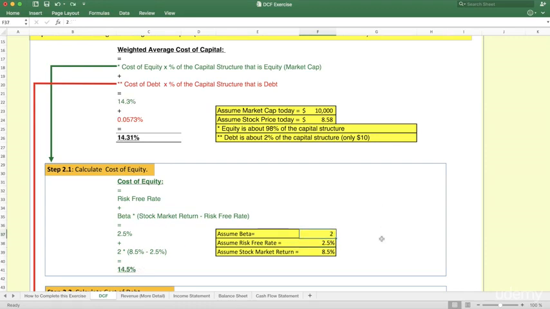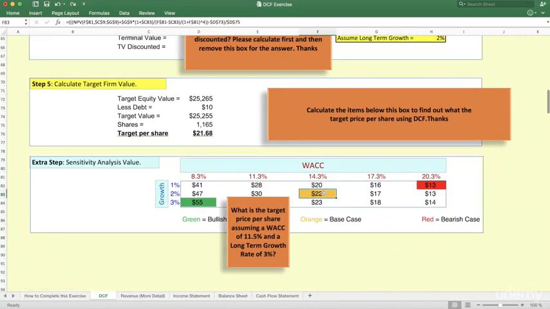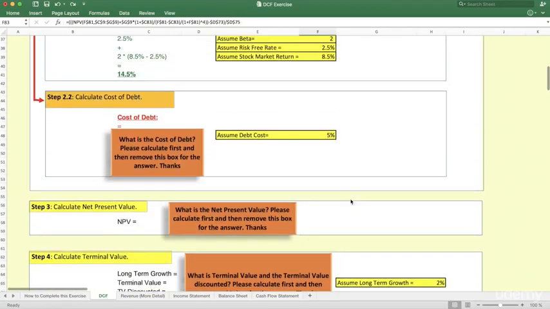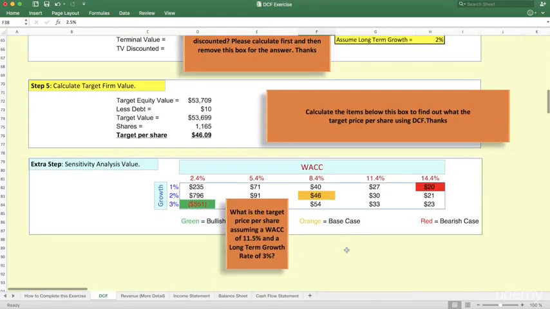So watch this. If our target price, just accept this for now, I'll get here in a second, is $22, right? Watch what happens if I make our beta 1. Okay? If the risk is lower to invest in our company, watch what happens. Our target price goes up enormously. It's a big deal.